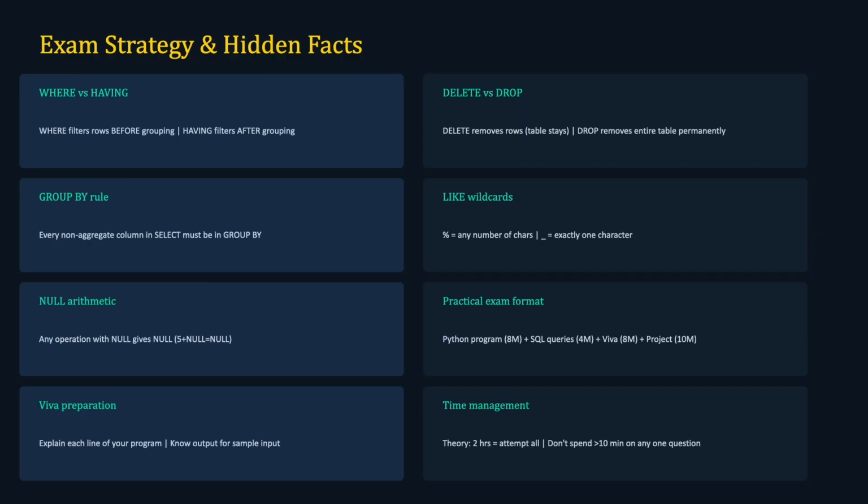Practical exam format: Python program 8 marks, SQL queries 4 marks, Viva 8 marks, project 10 marks. For Viva, explain each line of your program and know the output for sample inputs. Time management: don't spend more than 10 minutes on any single question.